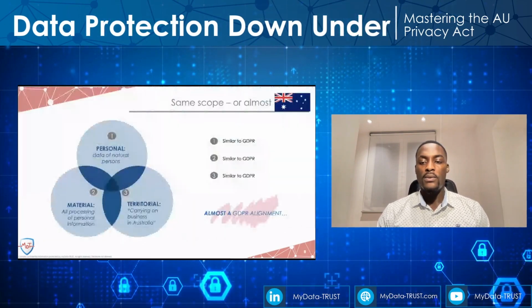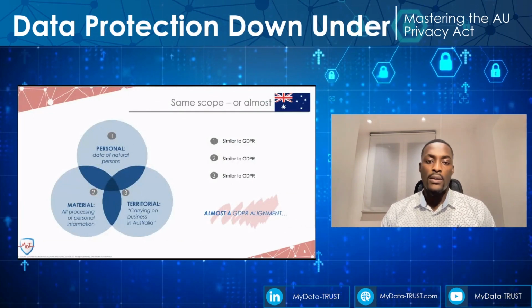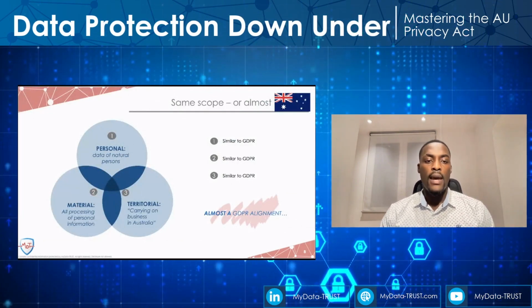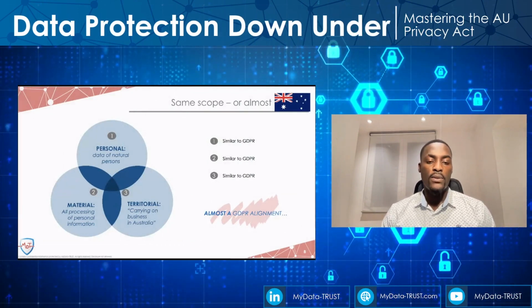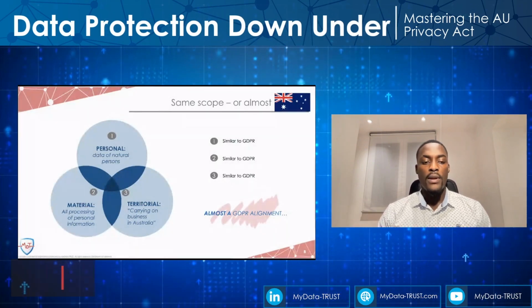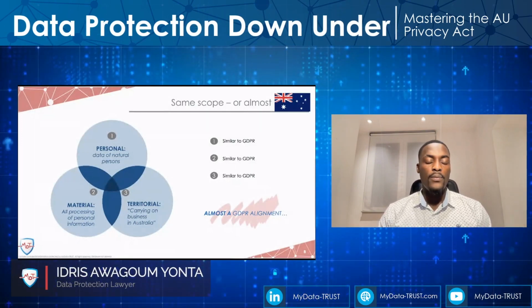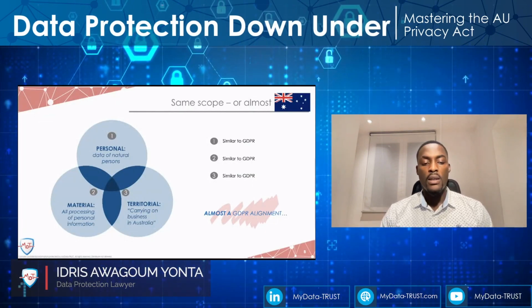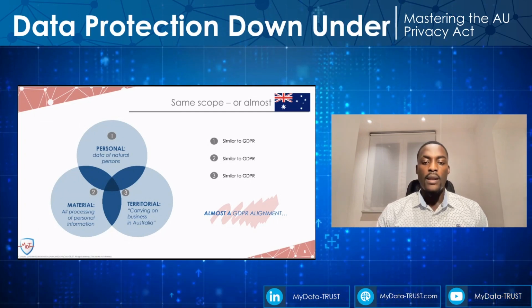So now let's take a look at the scope of application of the law. Actually, the scope of application of the Privacy Act is really close to that of the GDPR. At the first point, it only covers data of natural persons. So the data of legal persons are not under the scope. Regarding the material scope of the law, the Privacy Act applies to all processing of personal information, basically the object of the processing. And next comes the territorial scope.